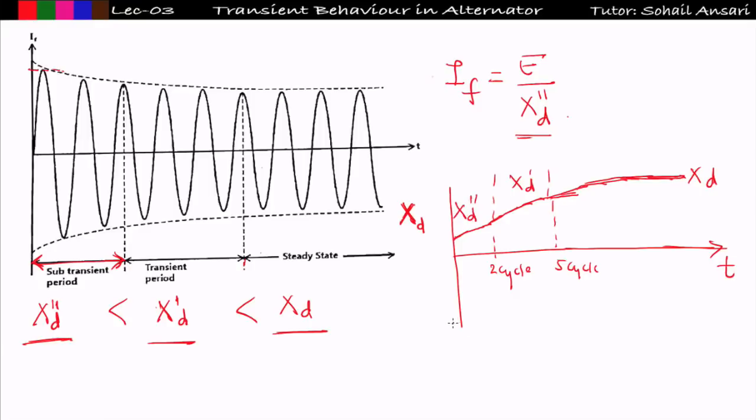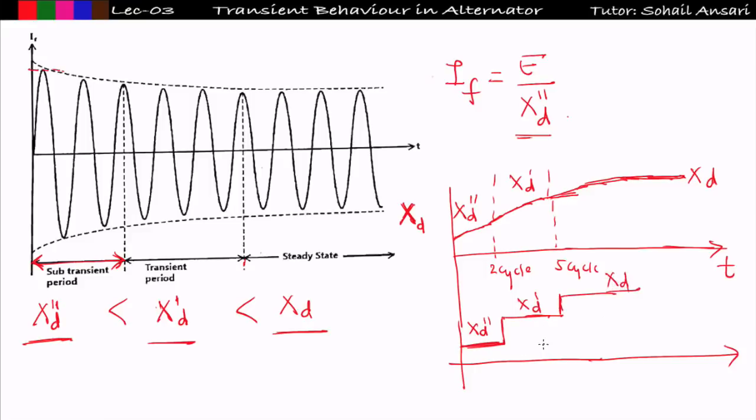So if I have to make the approximate waveform, I can easily make it: during the first 2 cycles it will be xd double dash. After that, from 2 cycles to 5 cycles, it will be xd dash, and after 5 cycles it will be xd. I made the waveform of reactance with respect to time in discrete form. I can easily approximate this. This is the approximation, and this is my exact value of xd, which depends upon the time.